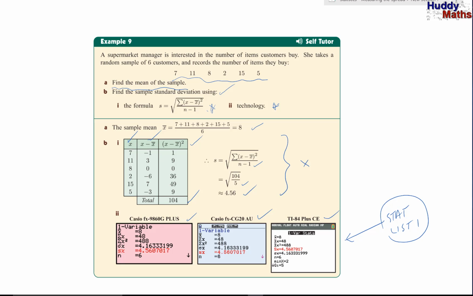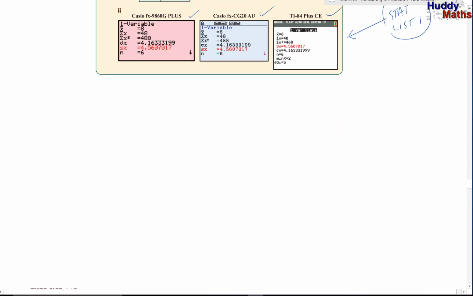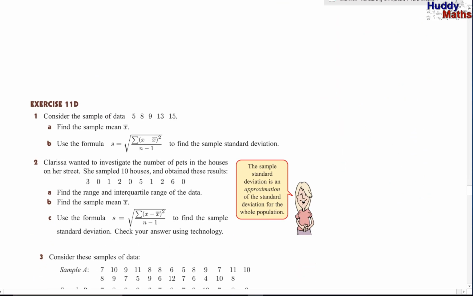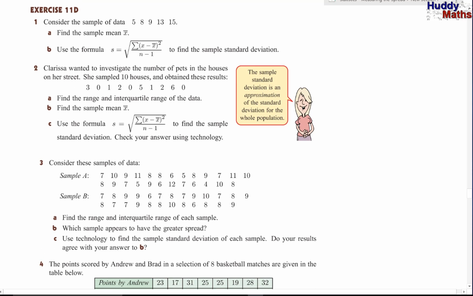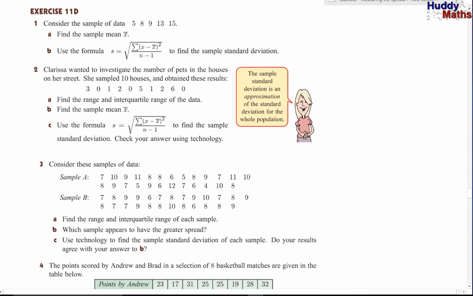Got it? Well, let's have a look and see how good you are. Have a go here and then I'll give you a rest. This is the last set in this particular presentation. So here we go. Consider the sample data there. Find the mean. So try it by hand. Have a go by hand just for this little one, but then quickly revert to the calculator.